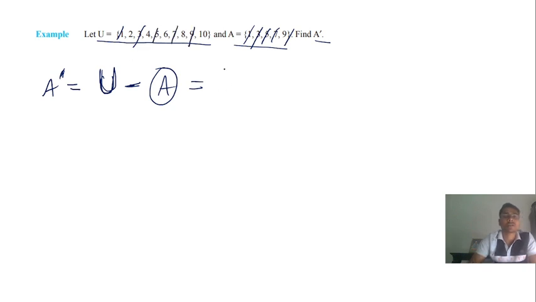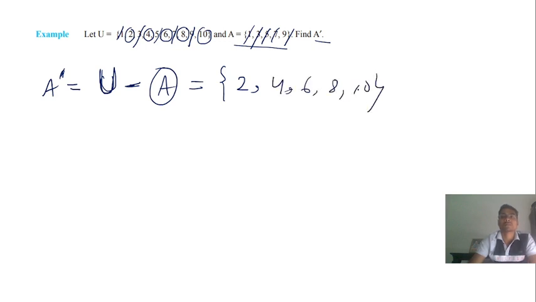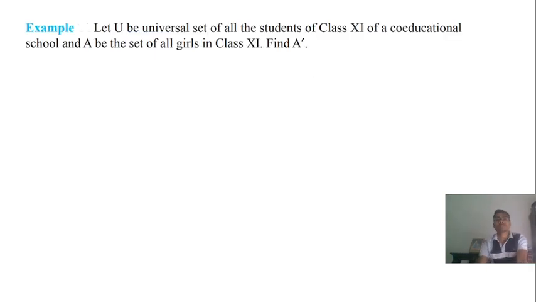So I will write all the elements of the universal set after removing the set A from it. Only these elements are left in U: 2, 4, 6, 8, 10. So these are the elements of A complement. Meaning to find A complement, you have to find the difference of U and A.